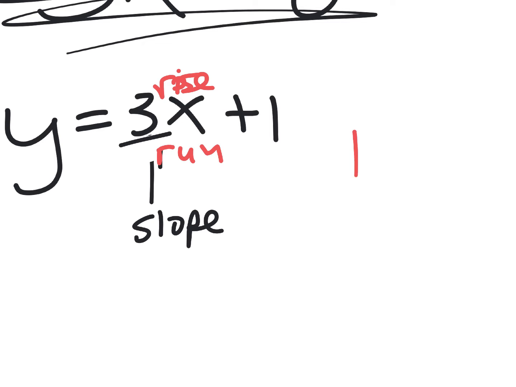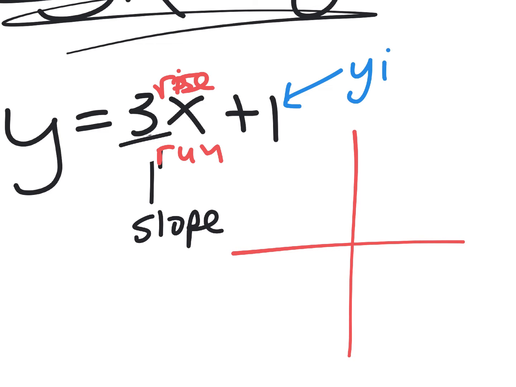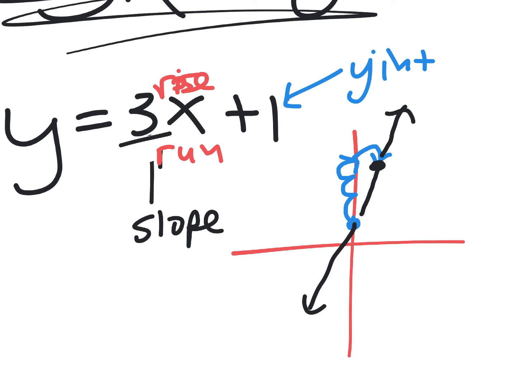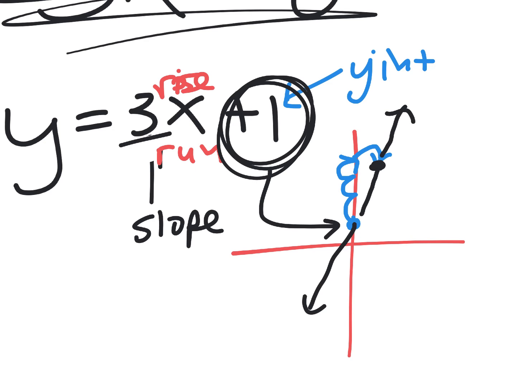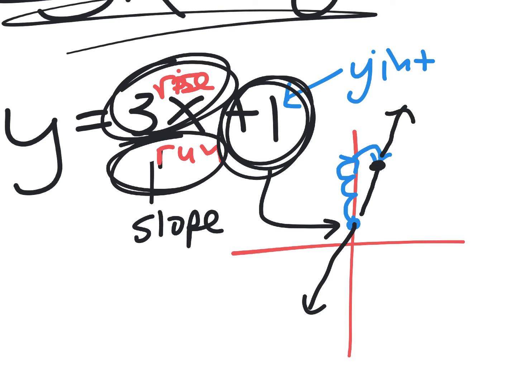Why do you care? Because say you're graphing it. This is your starting spot at the y-intercept. You start at 1, and then you rise 3, and then you go over 1, and you put a dot. There's your 2-second reminder on how to graph. You start at the y-intercept, which was at 1 right there, and then you rise 3 and run 1, and that's how you get another point. And then you just draw a line through them. So let's see if you really caught that.